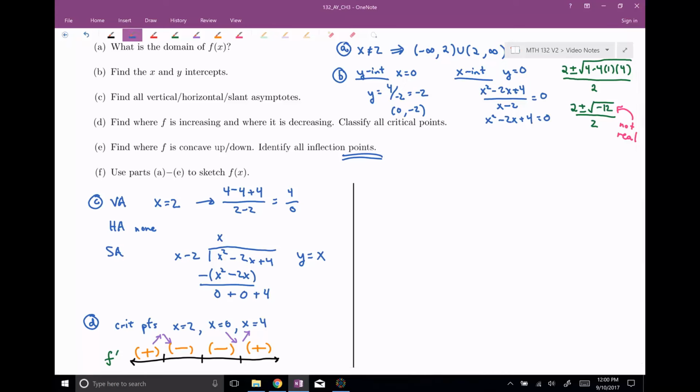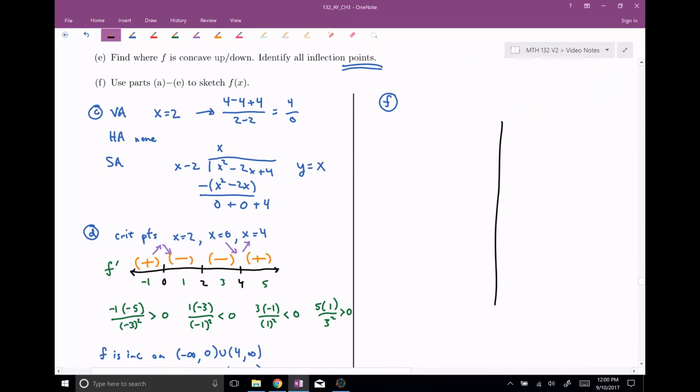We have a lot of information. Let's go ahead and put it all together in a graph. So let's see here, draw out some axes. And it seems like something at least interesting is happening at 2. So at 2, something interesting is happening.